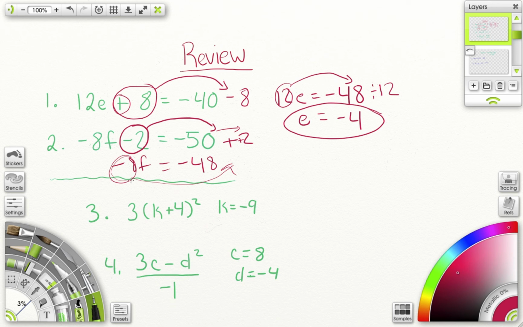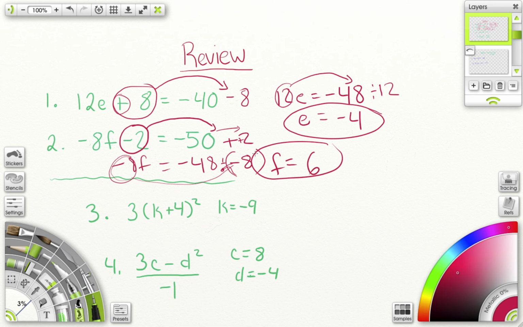So here I was multiplying that -8. Here I'm going to divide the -8. So I have -48 divided by -8. So it remains an integer, it remains a negative number, but it's an opposite operation. So -48 divided by -8 equals +6, because remember, a negative divided by a negative equals a positive number. So f equals 6. So those are 2 questions where we have to isolate the variable.